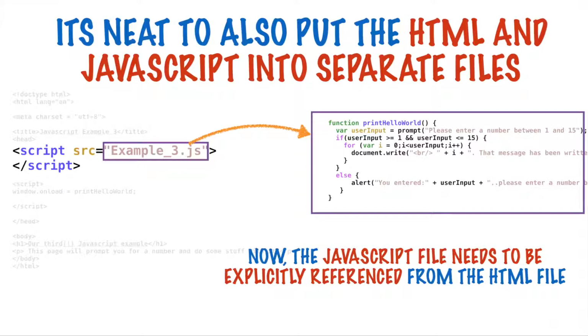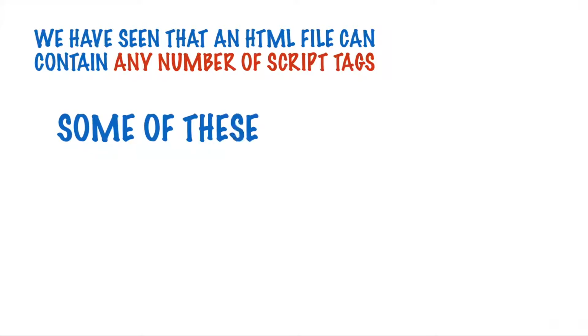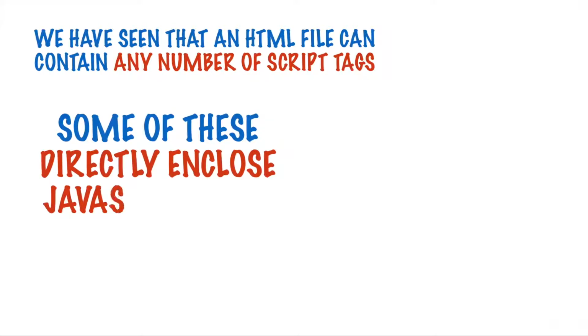So far, what we've seen in these examples is that an HTML file can contain any number of script tags. There is no limitation on that, and you can embed as much JavaScript as you want within an HTML file. Some of these script tags directly enclose the JavaScript code. That's what you call embedded JavaScript in an HTML file.